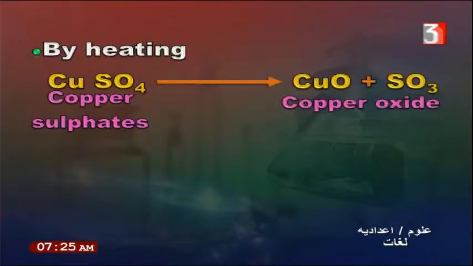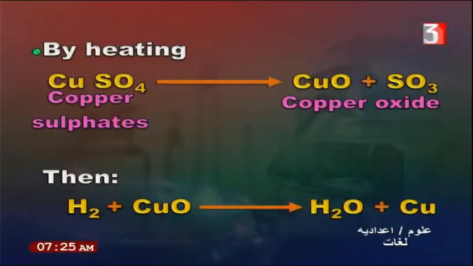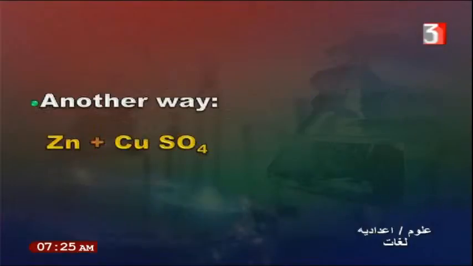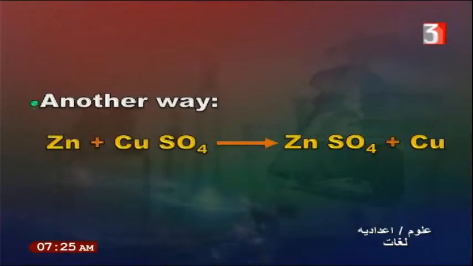If you heat copper sulfate, it will produce copper oxide and sulfur trioxide evolves. Then, when you pass hydrogen gas over copper oxide, it will produce water vapor and copper. This is the first way. Another way, Zn plus copper sulfate solution: because zinc is more active than copper, it will replace copper in this solution, and will produce zinc sulfate and copper.